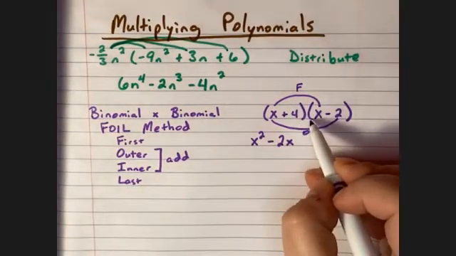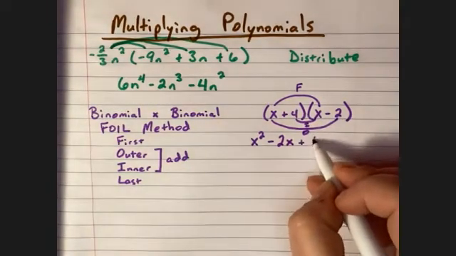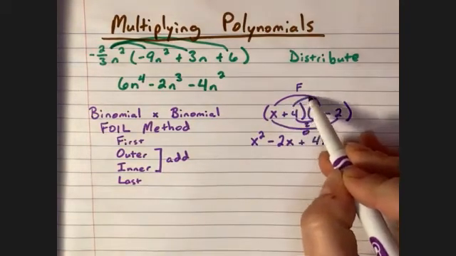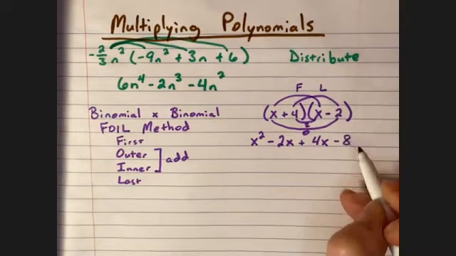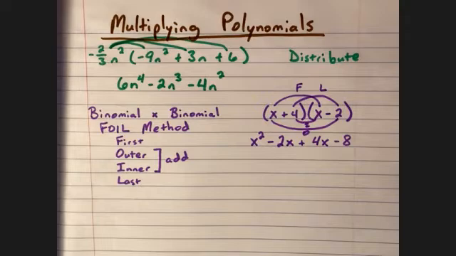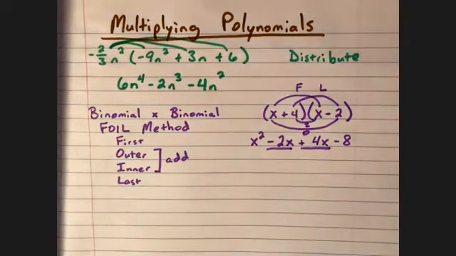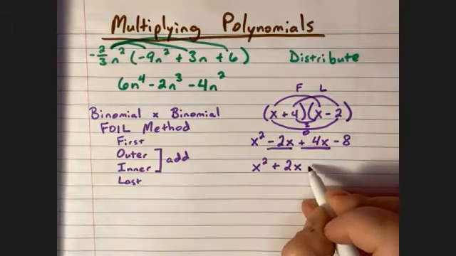The inner 2 terms are these 2 that are in the middle. 4 times x is 4x. And then the last is the last in each binomial. So 4 times negative 2, which is negative 8. Now, like I said, the outer and inner, we normally assume that at this point they have like terms, and you can see in this case it's negative 2x plus 4x. So I'm definitely just going to combine those. So I end up with x squared plus 2x minus 8.